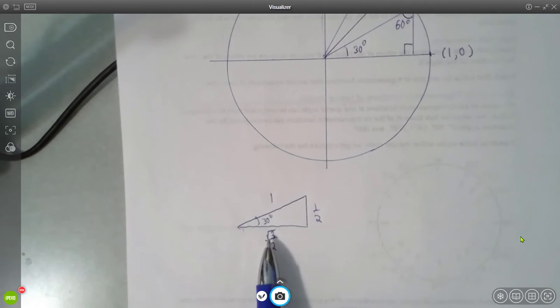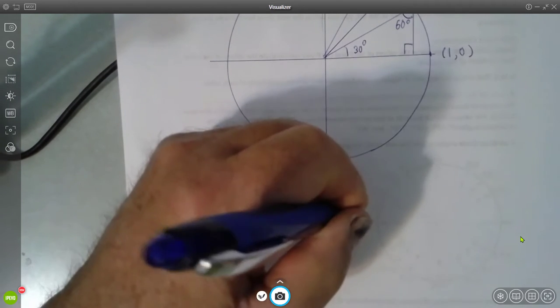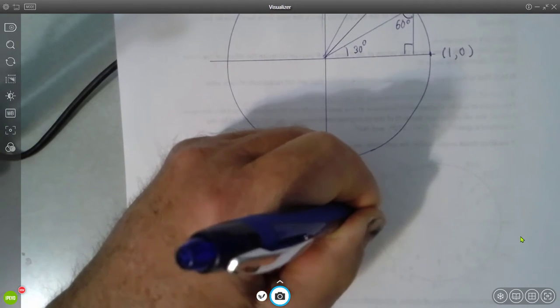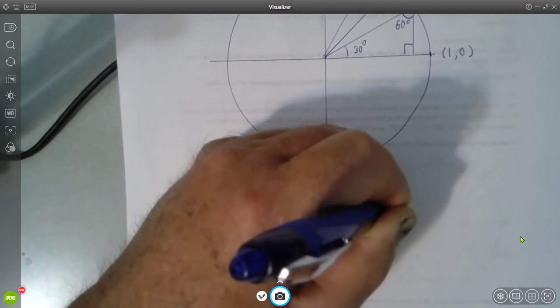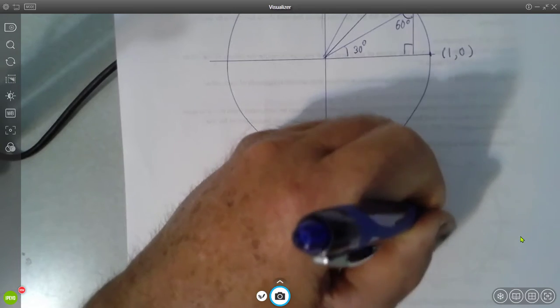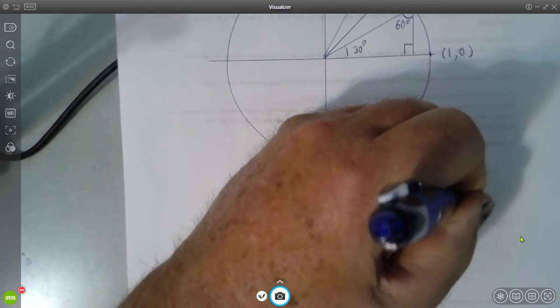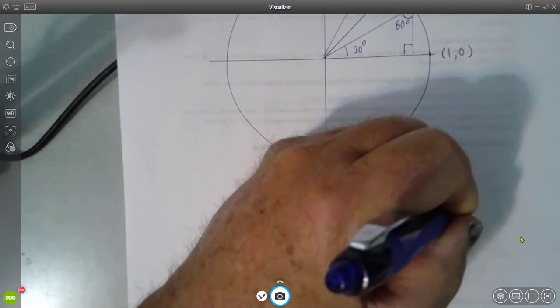It should be the case that this squared plus this squared is equal to that squared. Root 3 over 2 squared plus 1/2 squared is, well, square root of 3 squared is 3. 2 squared is 4.